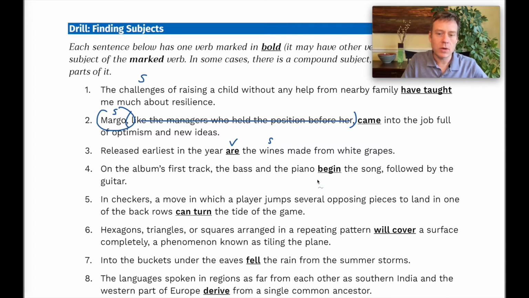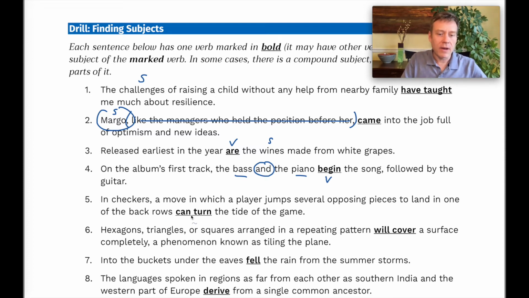In question number 4, the verb is begin, and in this case we've got a compound subject, the bass and the piano. I see that they're joined by this word and, so that's how I know that it's two things. They're both singular, but when they are joined with and, they become like a group of two things. That's why we have this plural verb. These two things begin, not this one thing begins.